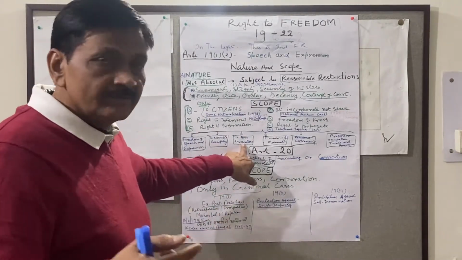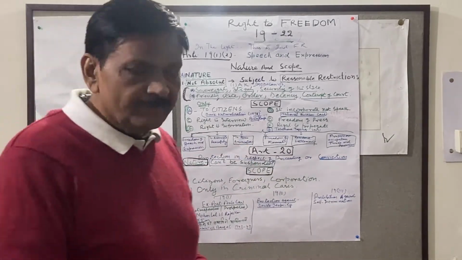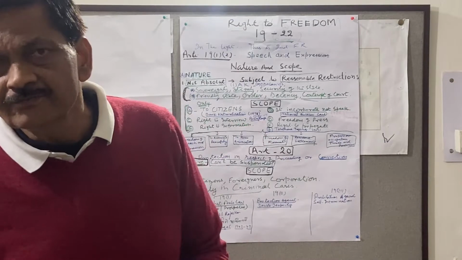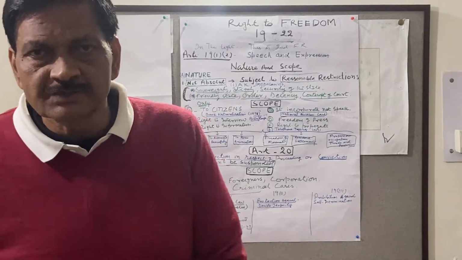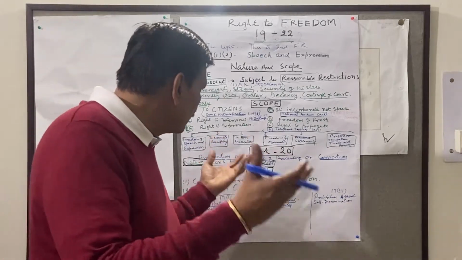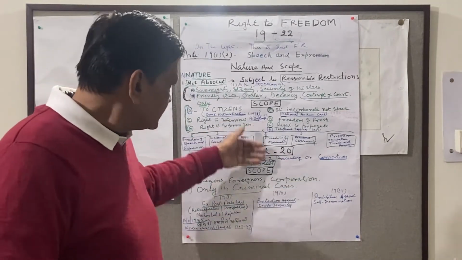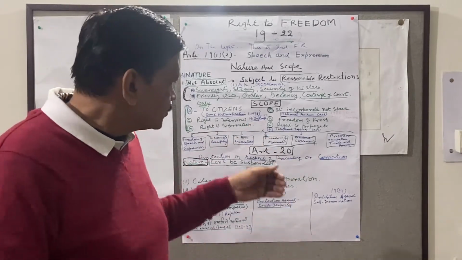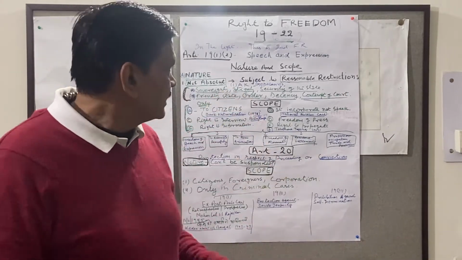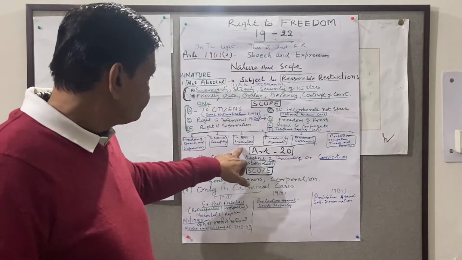Third important freedom is to form associations. You know, we face so many associations in our life. Students have student associations, farmers have farmer associations, traders have their own associations, all sections have their own associations. So this right to form association is also covered under Article 19.